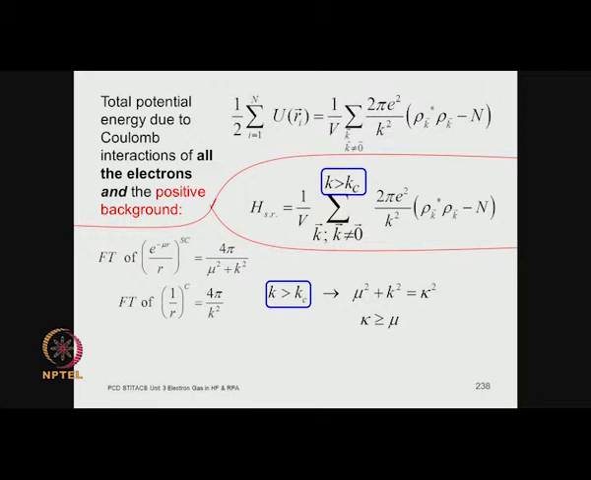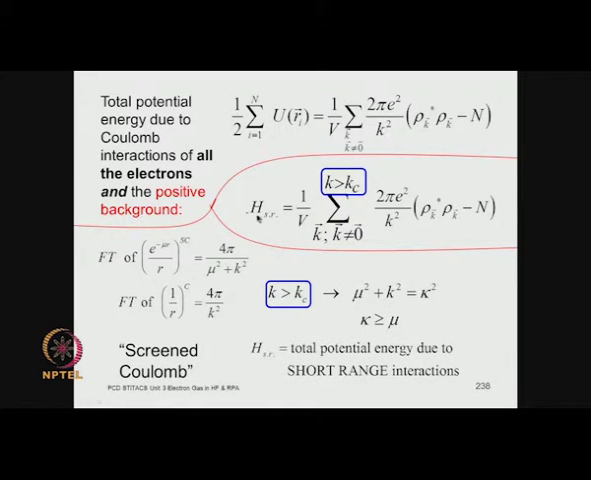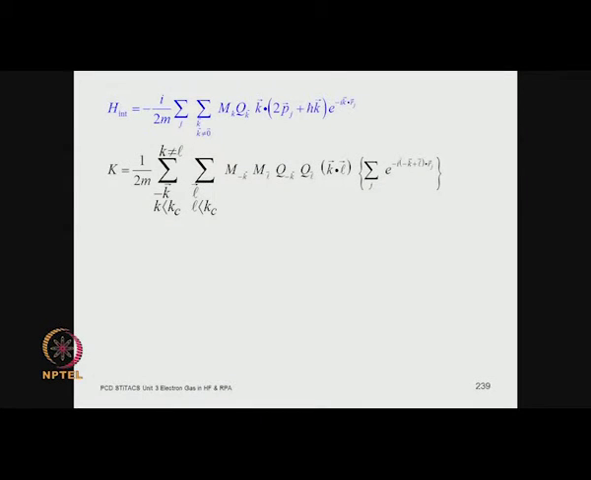So the short range part of the Hamiltonian, the HSR, represents the total potential energy due to short range interactions. This is the screened Coulomb interaction, not between the electrons, but between these quasi-particles. So that is the term corresponding to the screened Coulomb potential. So now you have got the short range term identified. The term k is ignored in the random phase approximation, but you still have to worry about the H interaction term.